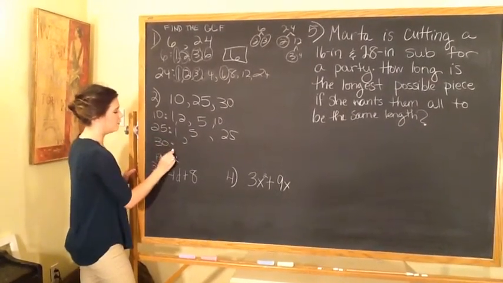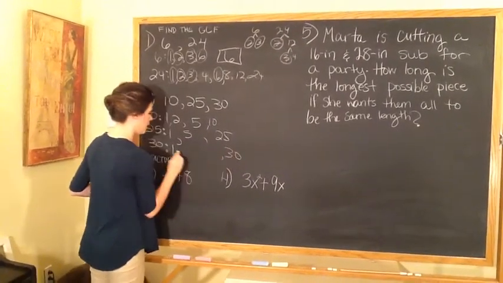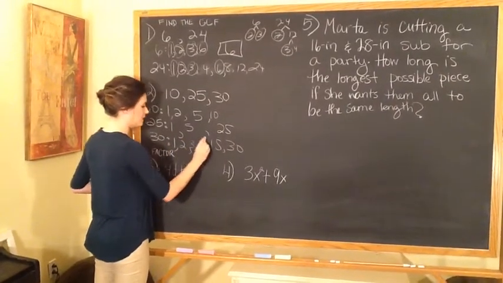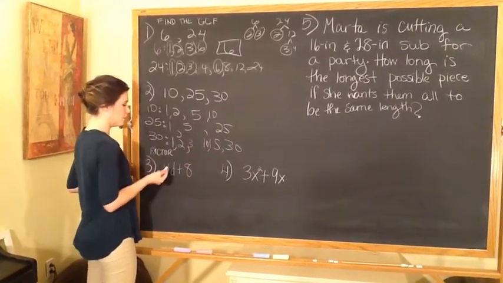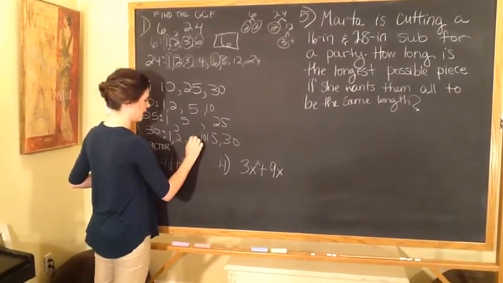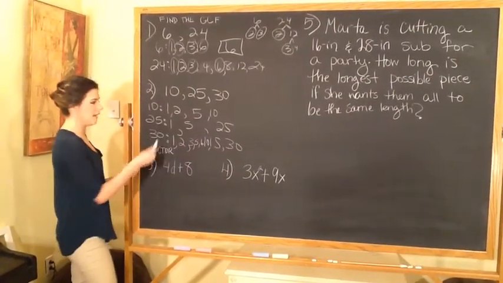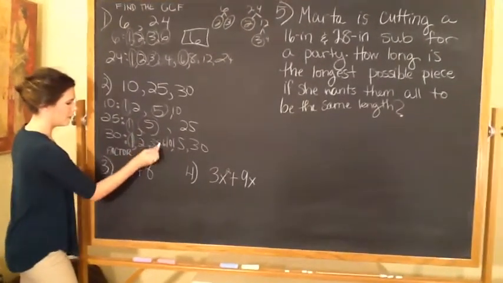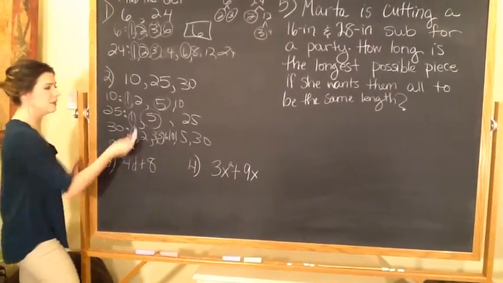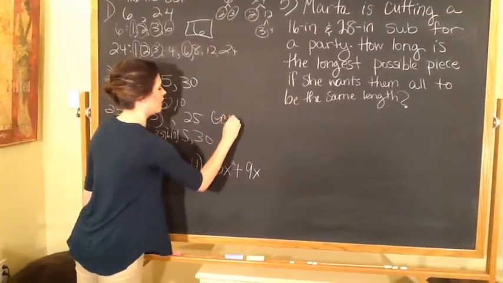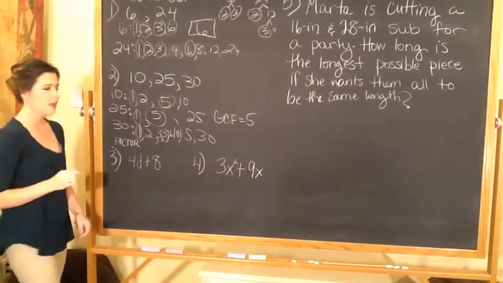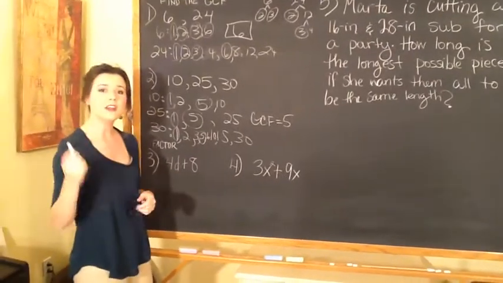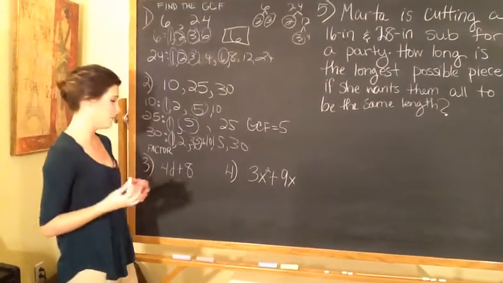For 30, you have 1 and 30, 2 and 15, 3 and 10, 4 doesn't go into 30, and 5 and 6. So which ones do they have in common? They have 1, they have 5, and that's it. So we see that our GCF is equal to 5. You can also figure this out by finding the prime factorization, and you'll figure out that 5 is the biggest number involved in all of them.